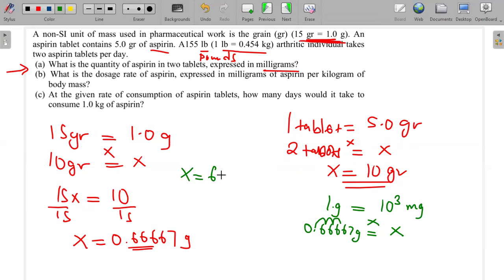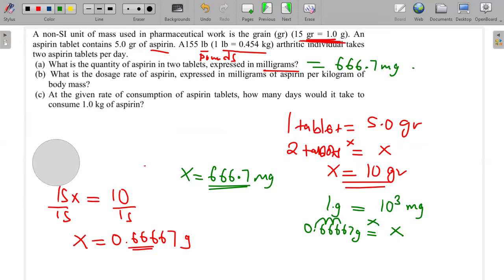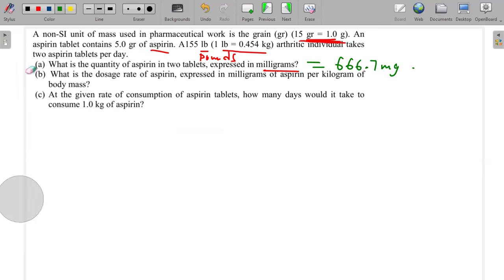So I have 666.7 milligrams, sorry, not grams. So that is the quantity of the aspirin in 2 tablets expressed in milligrams. Now this quantity here is taken per day, because they said this person takes 2 aspirin tablets per day. So per day, this person will take 666.7 milligrams.